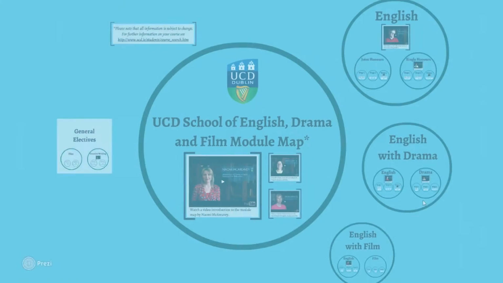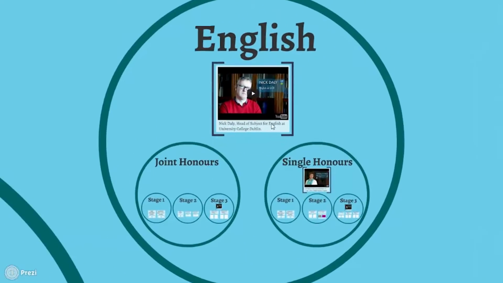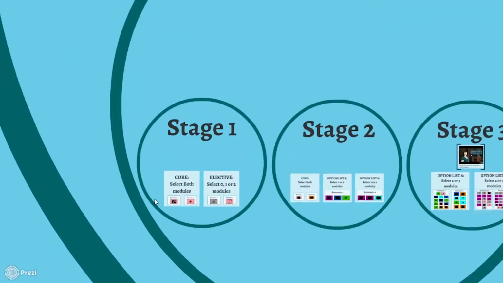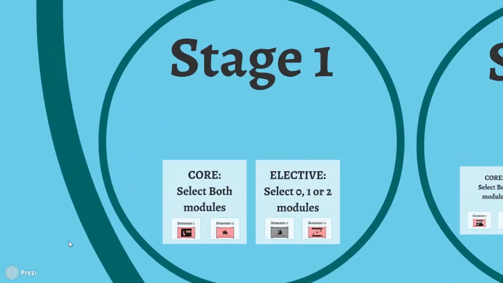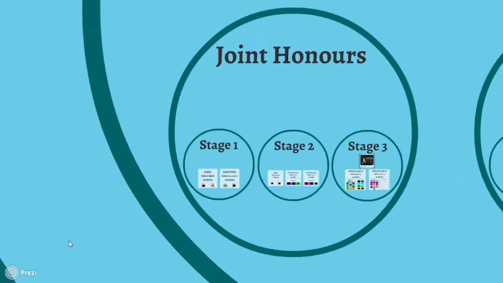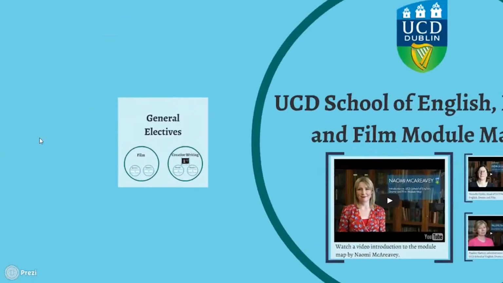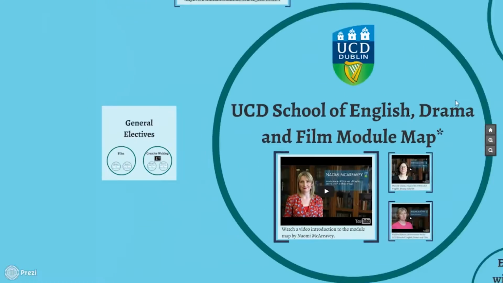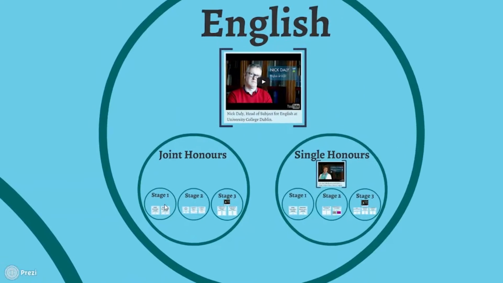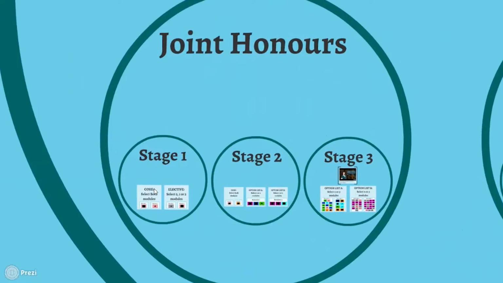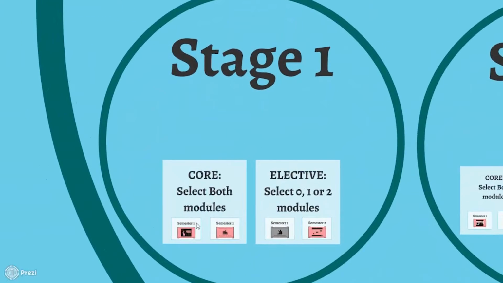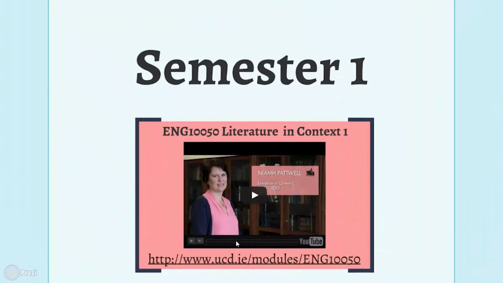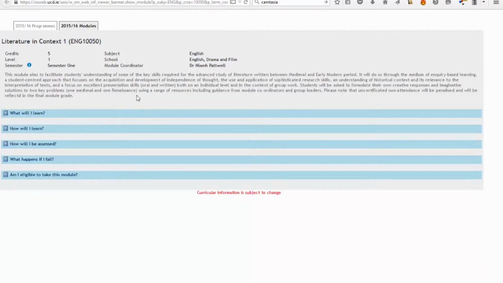At the most basic level, the module map shows which modules are offered at each stage and shows which modules are core, that is, modules that students must take, and which are optional. It also identifies modules that are offered as general electives. It also states how many modules must be chosen from a particular option list and the semester in which a particular module is offered. For each module, there is a link to the UCD module descriptors where you will find information about content, learning objectives and assessment information.